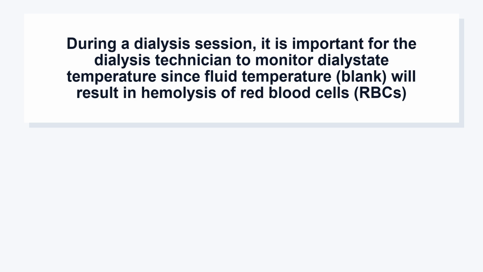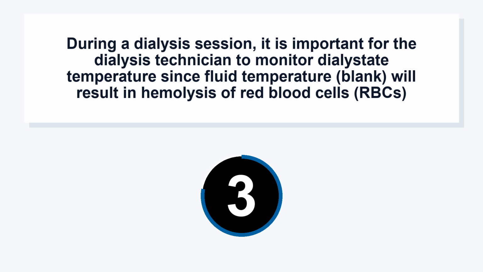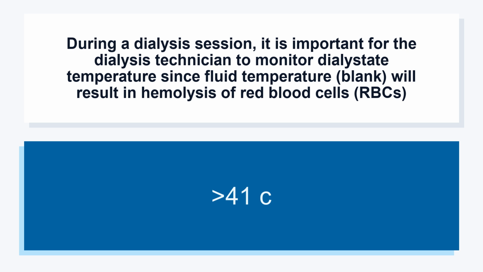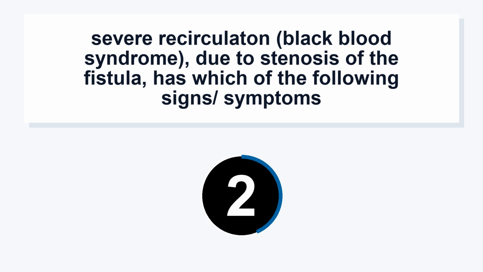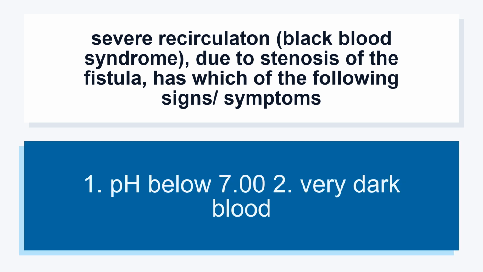During a dialysis session, it is important for the dialysis technician to monitor dialysate temperature since fluid temperature, blank, will result in hemolysis of red blood cells, RBCs. Greater than 41 C. Severe recirculation, black blood syndrome, due to stenosis of the fistula, has which of the following signs/symptoms? 1. pH below 7.002, very dark blood.